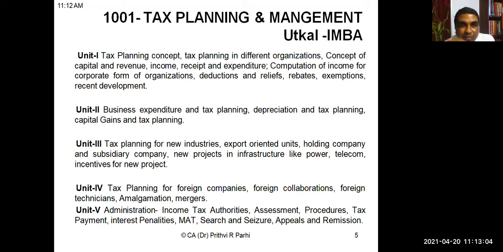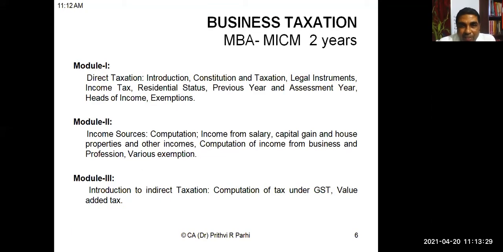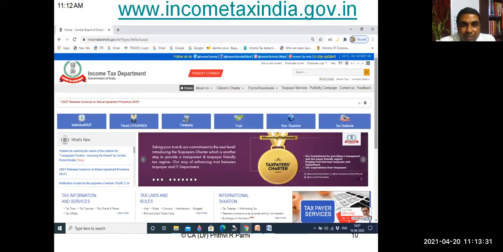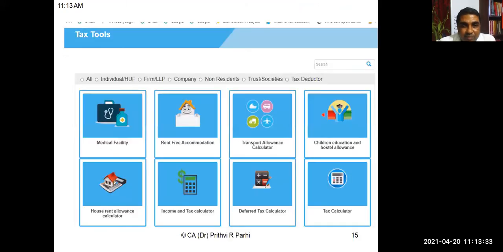Then the concept of capital and revenue. What is income? What is receipt and what is expenditure? Computation of income for corporate form of organization. Then deductions and reliefs, rebates, exemptions, and recent developments of tax law. All these things we are going to learn in our first unit. Okay, but before entering into this first unit, the tax planning concept, we need to first of all understand the concept of tax.